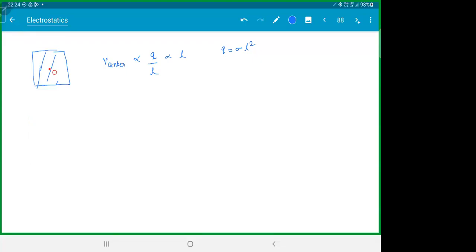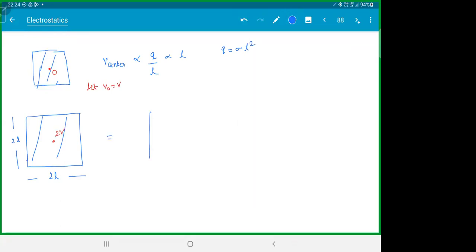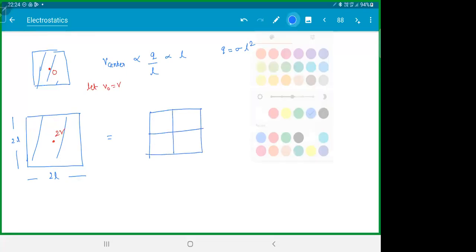Everyone agrees? So that means if I take a bigger square plate of side 2L, at the center, if you take the potential to be V, so let V naught be V, how much will this be? 2V, right? And this can be split into 4 parts, isn't it? This can be split into 4 parts.